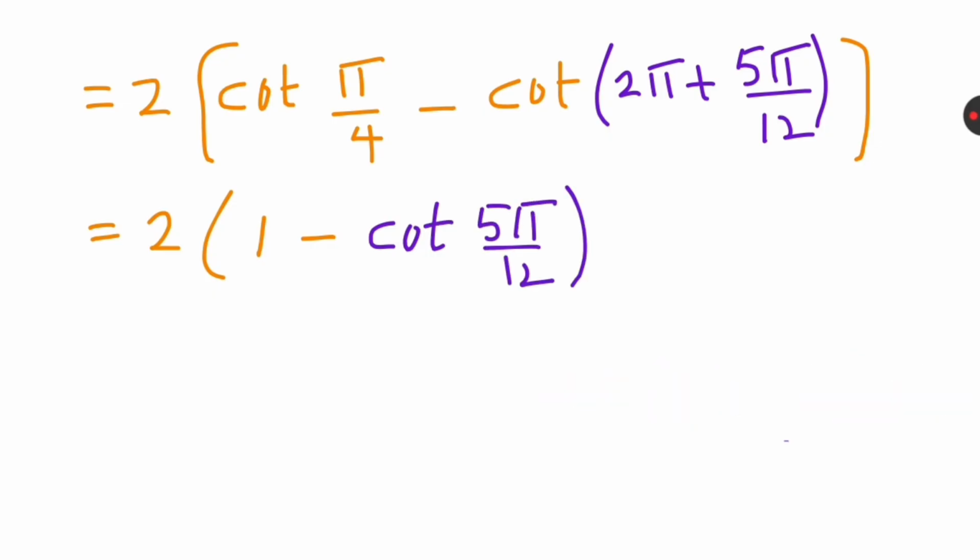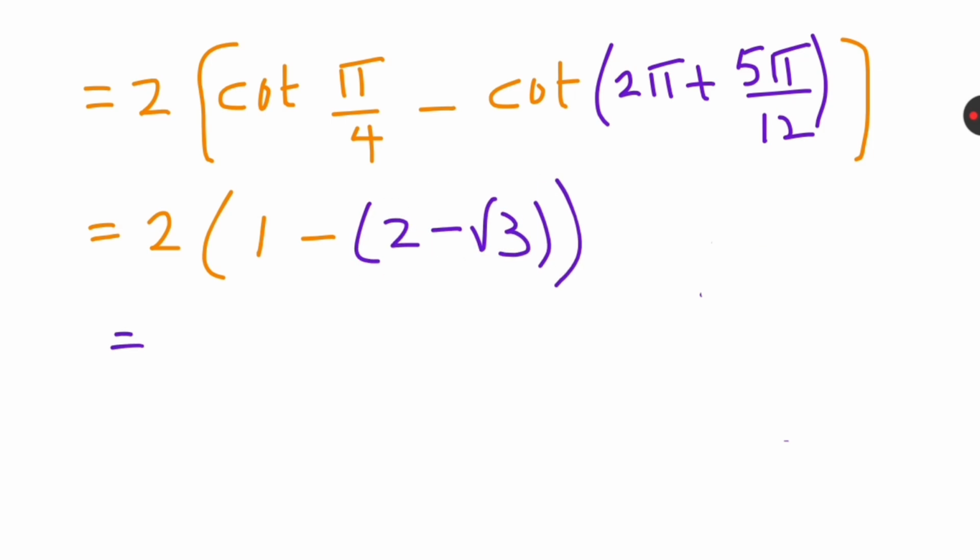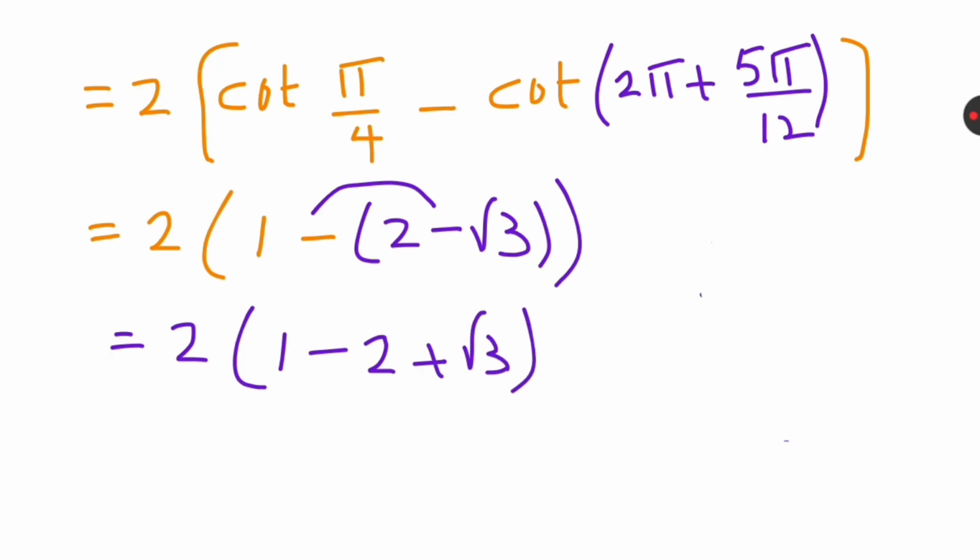Now what is the value of 5 pi over 12? That means 5 times 180 over 12, which is nothing but 75 degrees. So cot 5 pi over 12 is cot 75 degrees. What is the cot 75 degree value? It is 2 minus root 3. So we can simply write cot 5 pi over 12 as 2 minus root 3. That is 1 minus (2 minus root 3), which gives 1 minus 2 plus root 3, that is minus 1 plus root 3. After opening the bracket, that is going to be 2 root 3 minus 2.